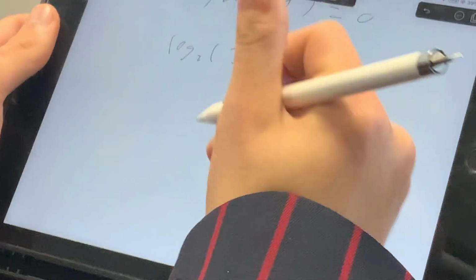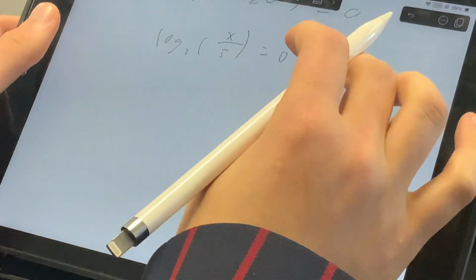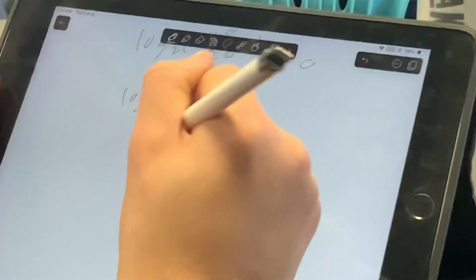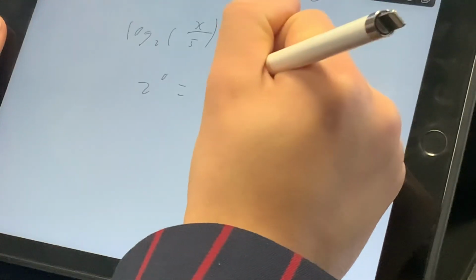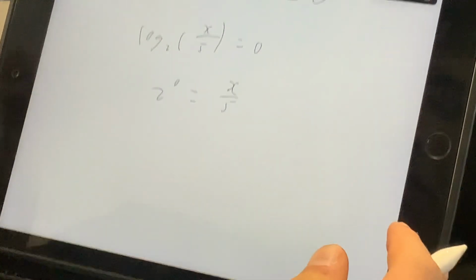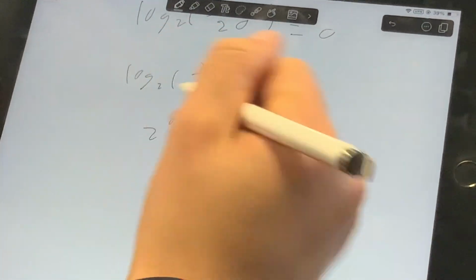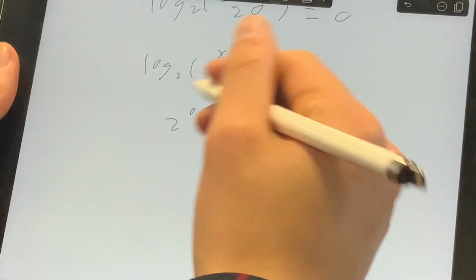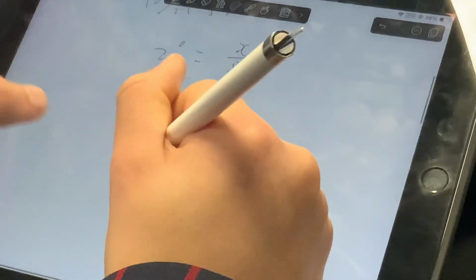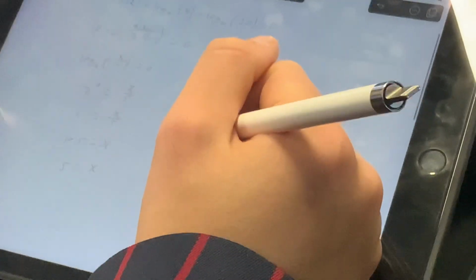So, now that we are over here, we can figure out, due to log law shenanigans, that 2 to the power of 0 is equal to x over 5. Because that's the base, that's the power, and that is the answer. So now 1 equals x over 5, so 1 times 5 equals x, that means 5 equals x. Now we can move on to b.